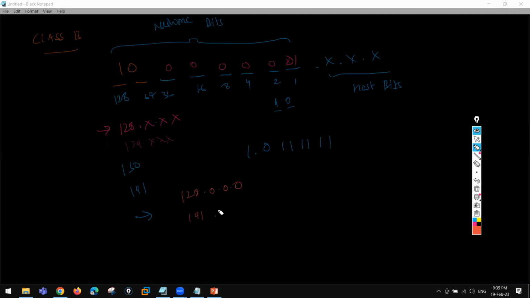Correct. I don't know if others are getting this or not. I mean, how this 191 came, but how are we getting 255 in the second octet? Can anybody else explain it? Then only I'll come to know that you're actually getting it.